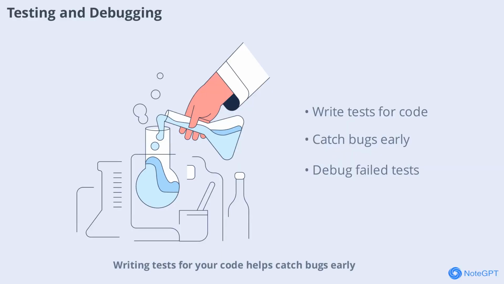Writing tests for your code helps catch bugs early, making the debugging process easier. Unit tests, integration tests, and system tests all play a role in ensuring your program works as intended. When a test fails, it's a signal that something needs to be debugged.